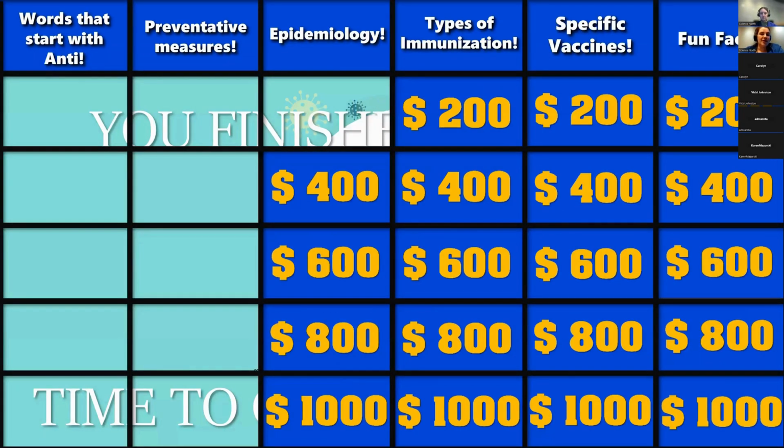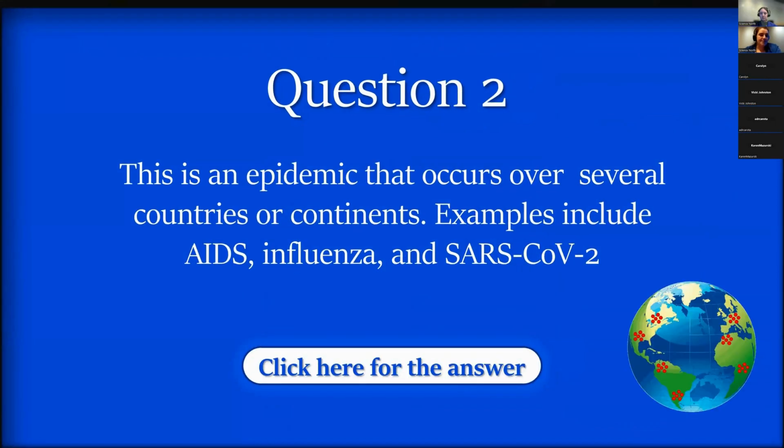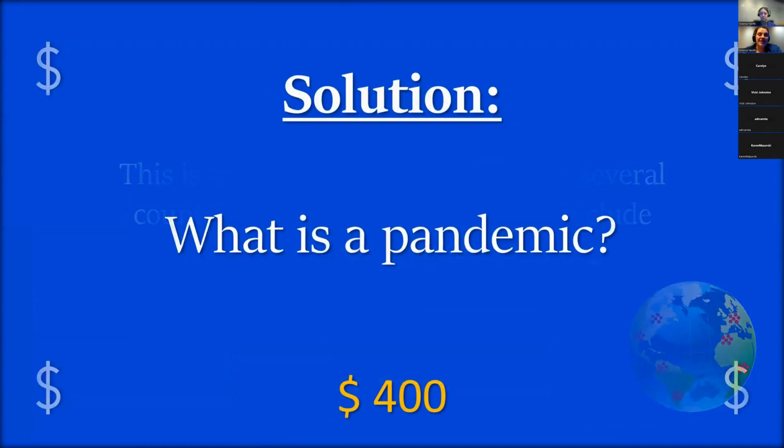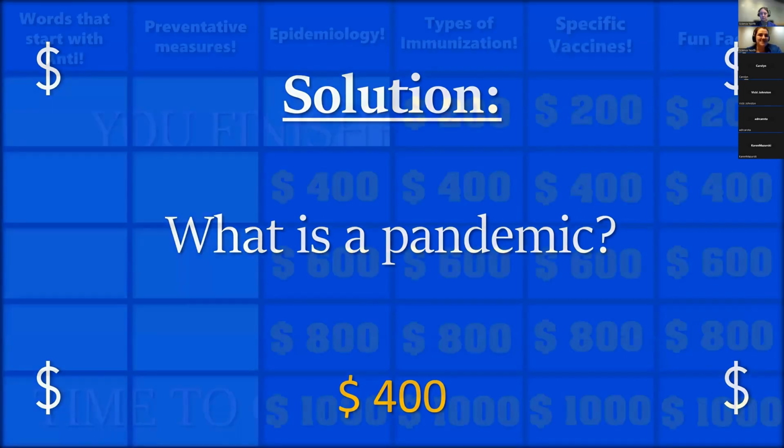Our $400 epidemiology question. This is an epidemic that occurs over several countries or continents. So some examples include AIDS, influenza, and the SARS-CoV-2 virus. If you answered what is a pandemic, great job. You can give yourself $400 for that question.